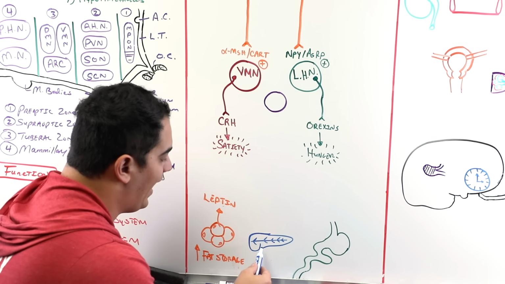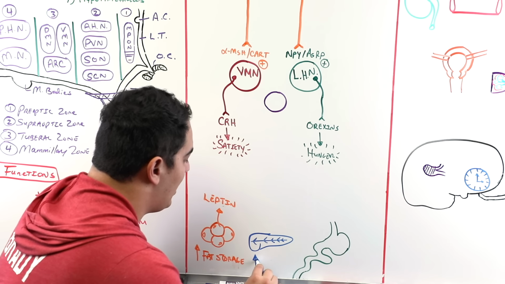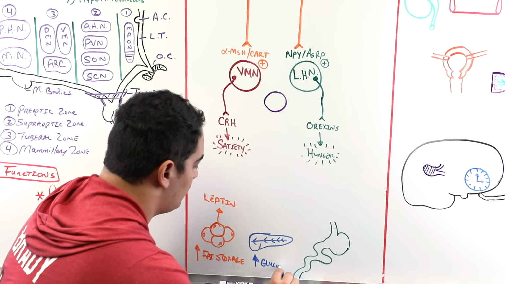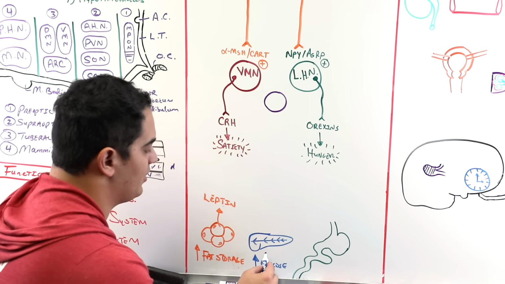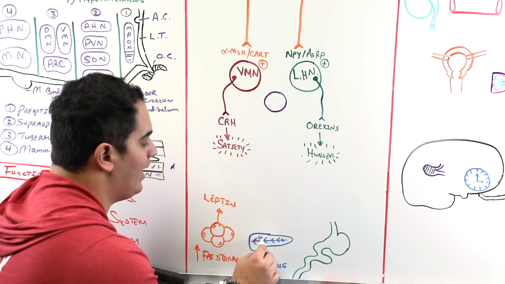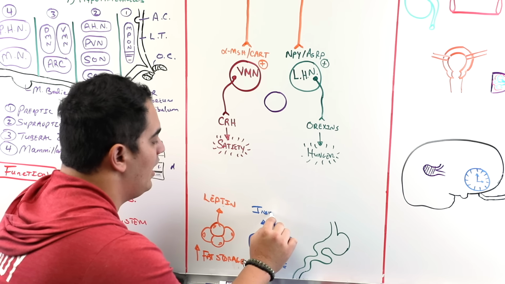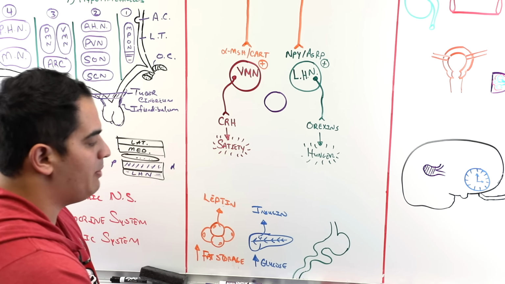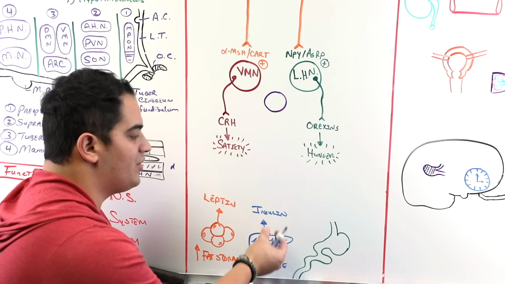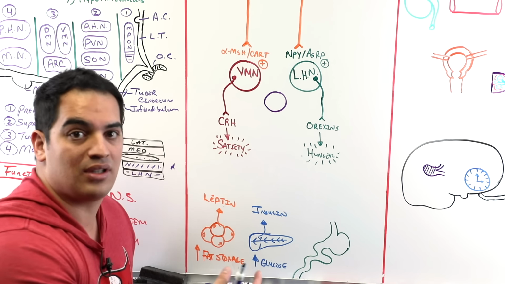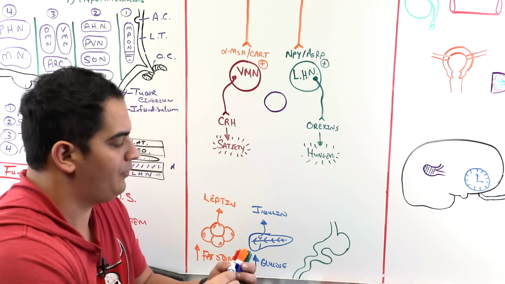The next one is your pancreas. Whenever you have really high glucose levels, that stimulates your pancreatic beta cells. And your pancreatic beta cells make a hormone called insulin. And insulin is basically going to, again, try to induce satiety because you don't want to increase your glucose levels even more. You've already eaten.